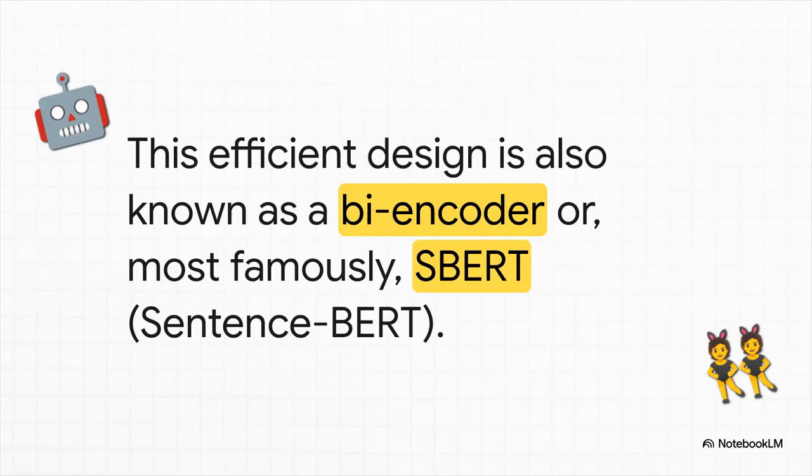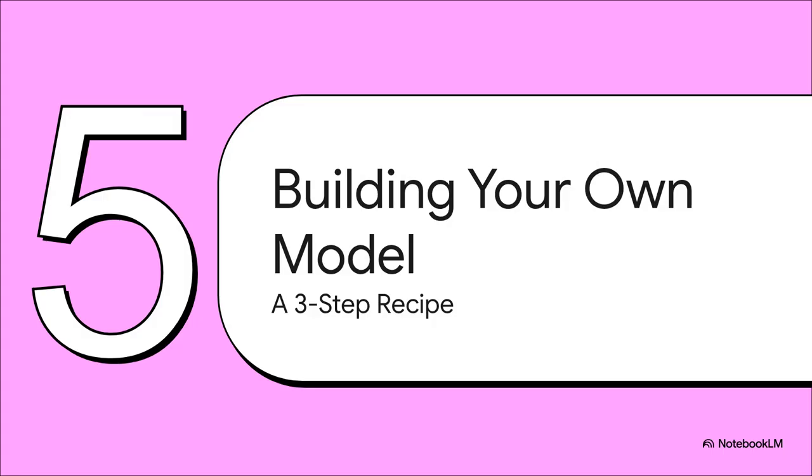This really elegant 2-tower design is known by a few different names. You might hear it called a bi-encoder, a Siamese network, or the most famous one in language AI, SBERT, which stands for Sentence BERT. It's just incredibly fast and effective at creating these maps of meaning. Now, I know this all sounds pretty theoretical, but how do data scientists actually pull this off in the real world? Well, it turns out to be a surprisingly straightforward 3-step recipe.